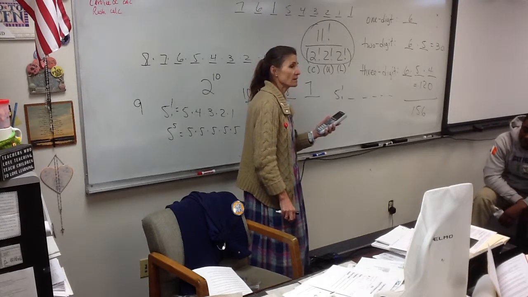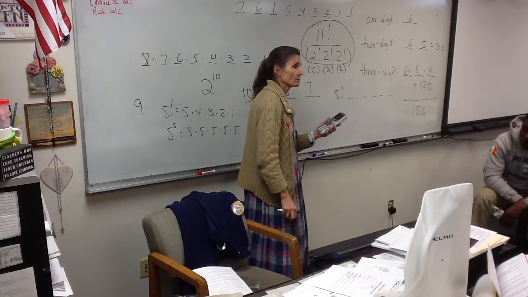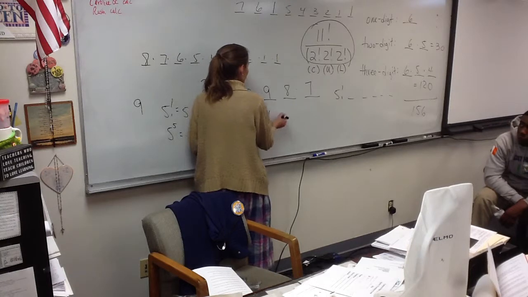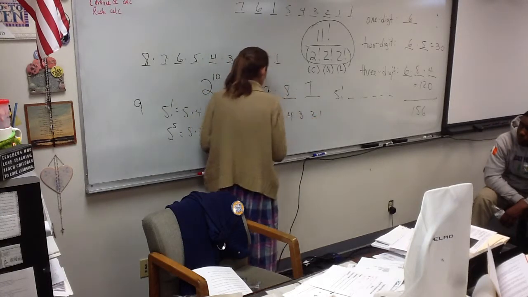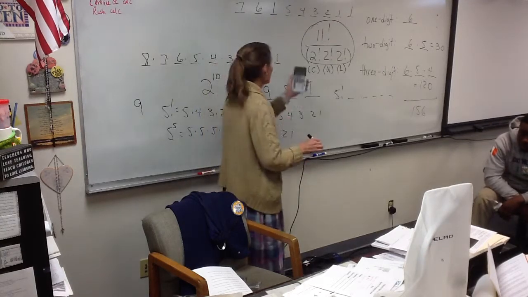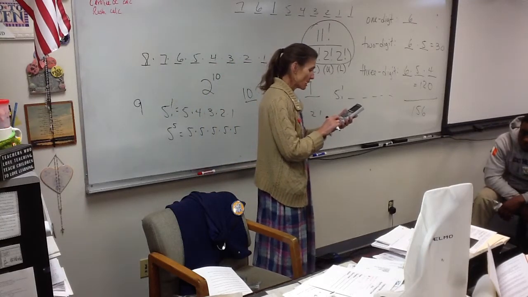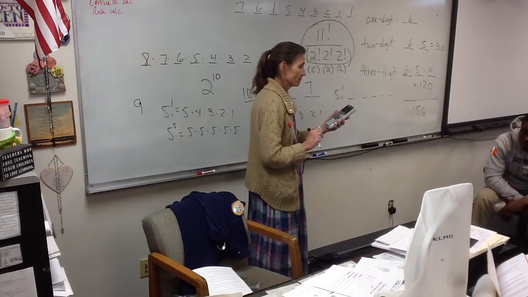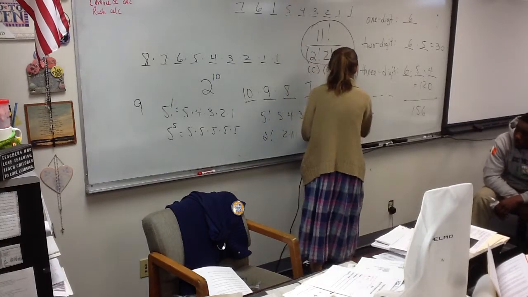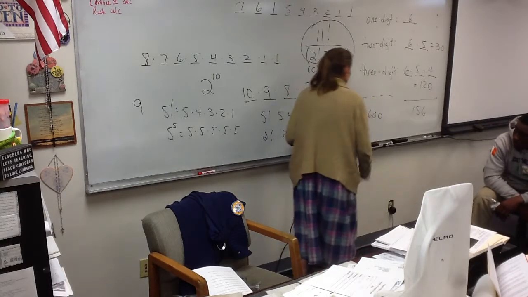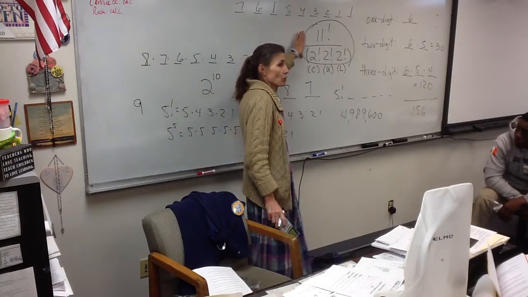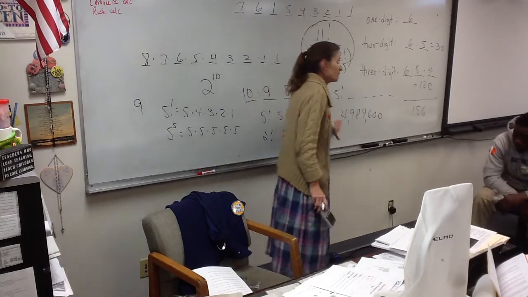Now, what's 2 factorial? What does it mean to be factorial? 5 factorial means you start with 5, right? What would 2 factorial mean? 2 times 1, isn't it just 2? So we're really just dividing by 2 times 2 times 2. See if you get 4,989,600. That's the number you should get. That's the answer.